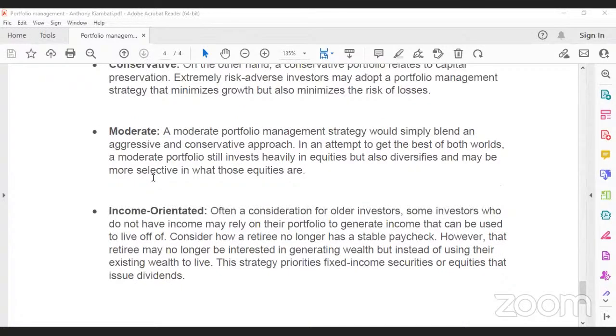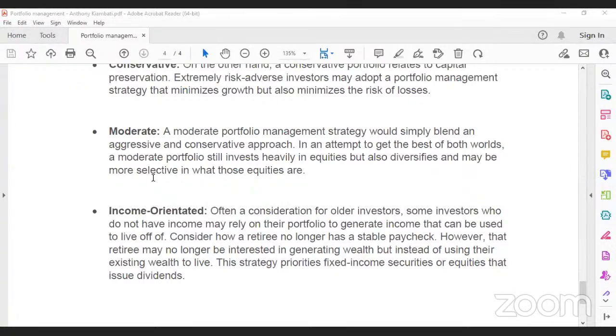Income-oriented strategy, this is for older investors. As you grow old, maybe you've already made your money. Now it's time to focus on income. Basically, you want something that will give you consistent income. You'd want to rebalance your portfolio, reduce stocks that don't pay dividends, and go for stocks that have consistently increased their dividends. So in such a situation, you'd go for what we call dividend aristocrats, right?